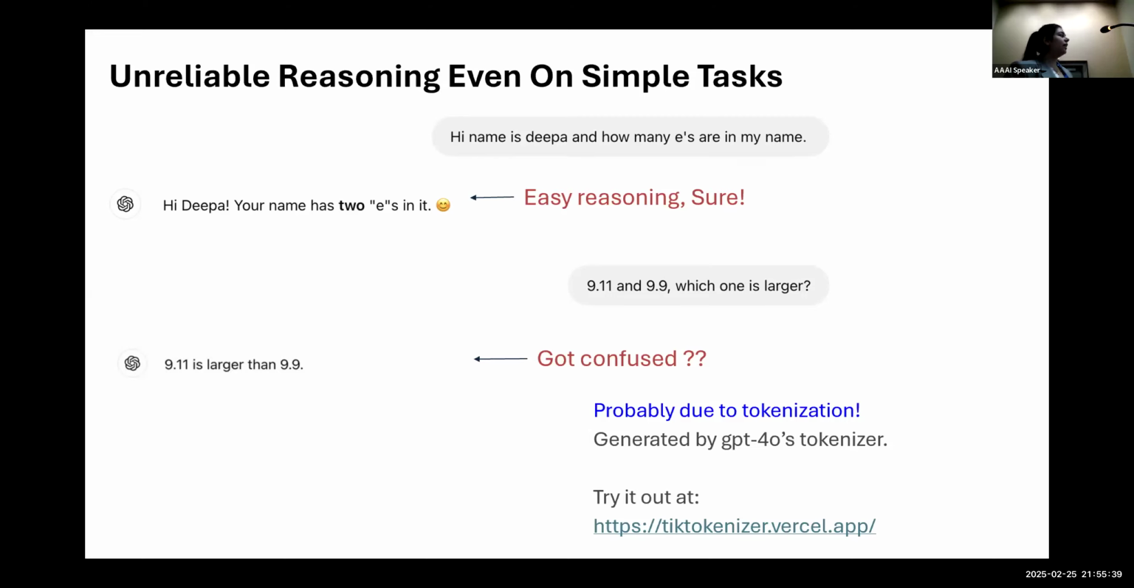Now, what is the reason behind that confusion? It is due to tokenization. When you do tokenization of these numbers, 0.11 will always give a higher value than 9.9. You can also try it out on this app, where you can see the tokenization values of these things.